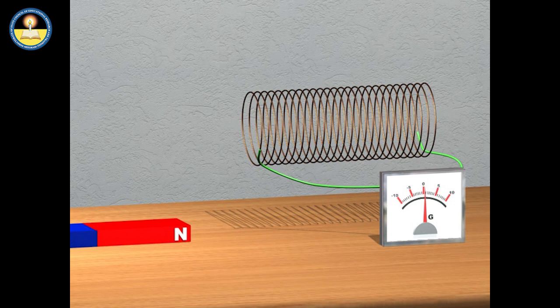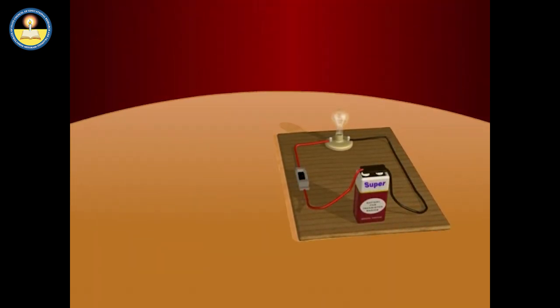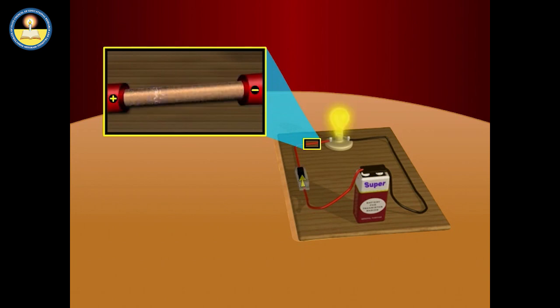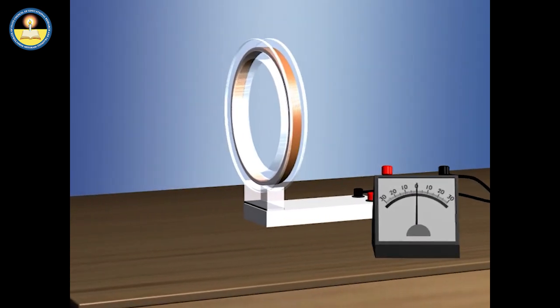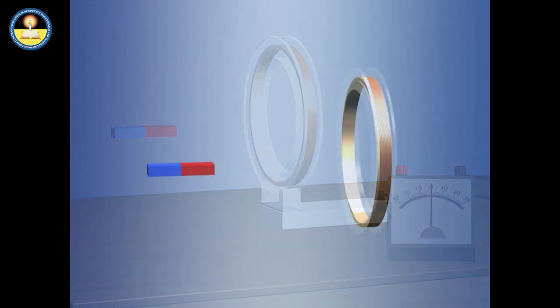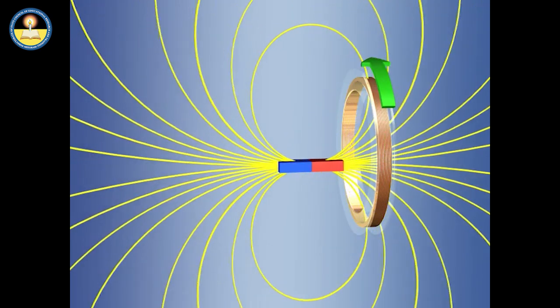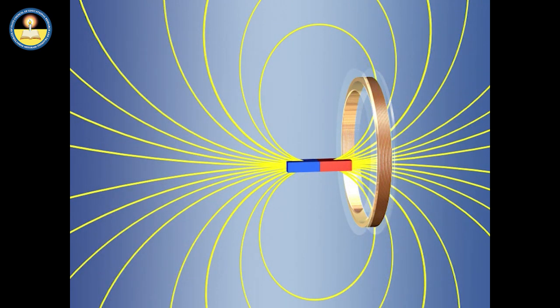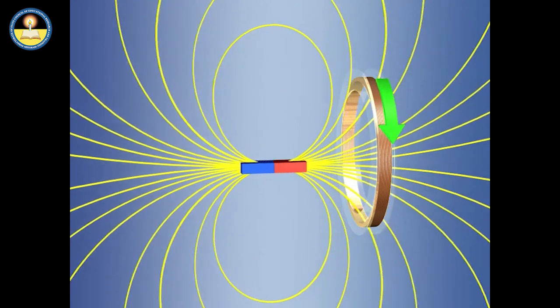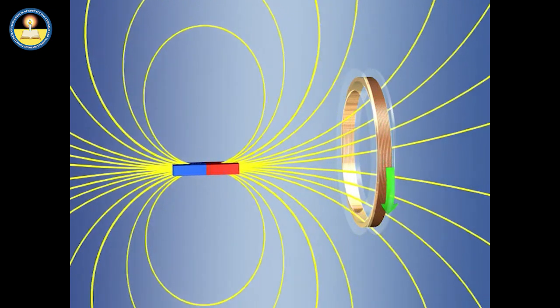Do you know the cause of the induced current in the coil? The basic cause of electric current is the potential difference, or the electromotive force, across the conductor. Due to the motion of the magnet with respect to the coil, an electromotive force is developed between the ends of the conductor. Thereby, an electric current is induced in the conductor.